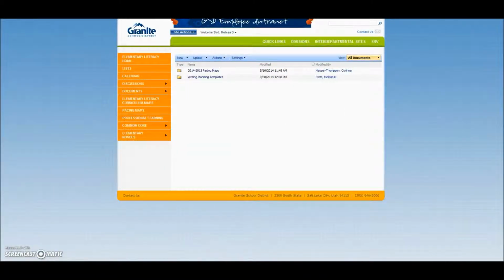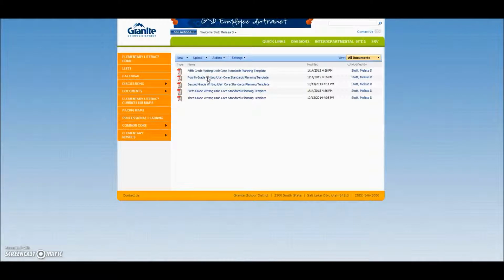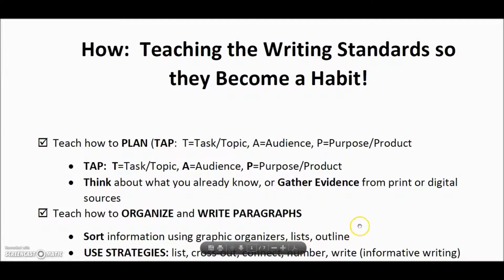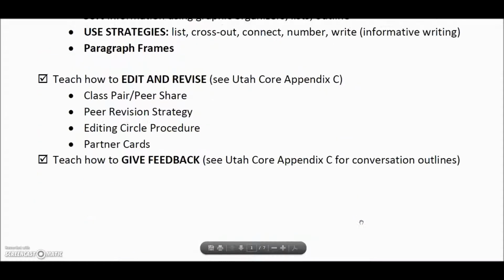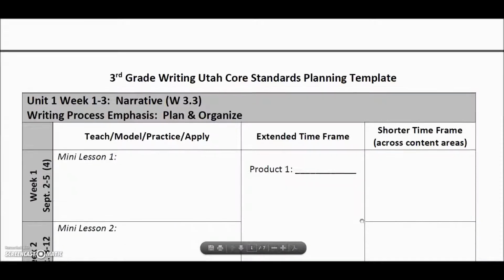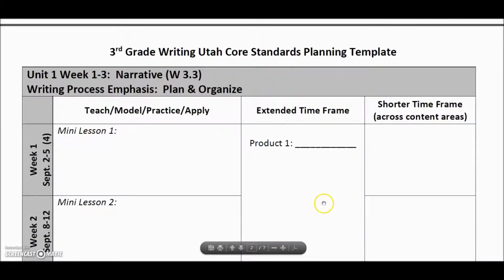Also in pacing maps, you can find a writing planning template. We have them for 2nd through 6th grade. I'll click on 3rd grade. Here are just a few hints of how you can plan or teach writing habits to your students. As we scroll down, we'll just look at the first unit. We have them separated by 6 weeks of study.